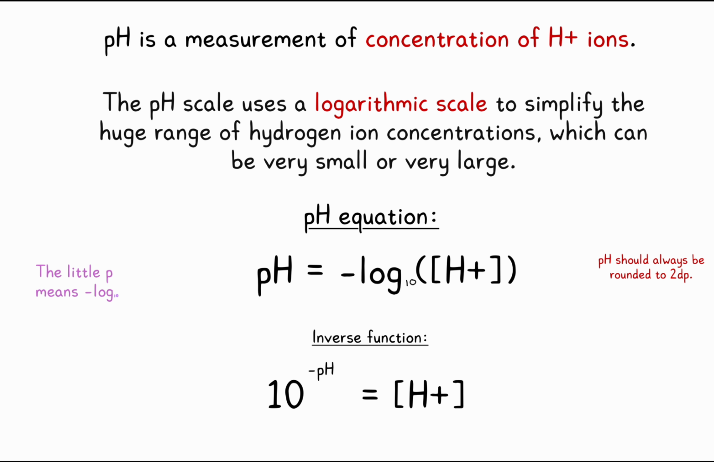So pH, first of all, what is pH? pH is a measurement of the concentration of hydrogen ions. The pH uses something known as a logarithmic scale.